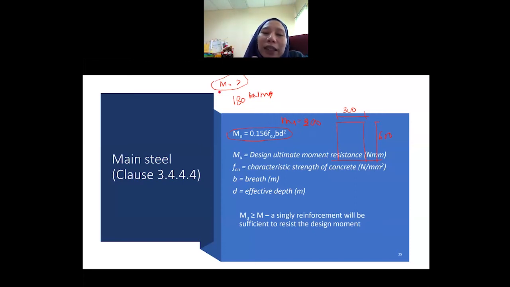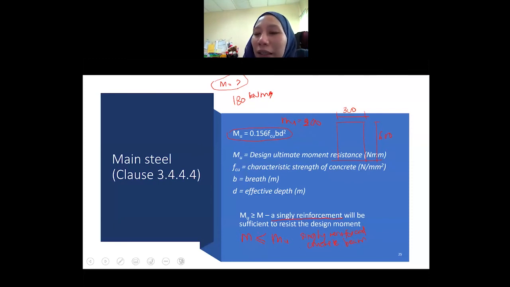Okay, so that's why kita kena check M ni. MU mesti lagi besar dari M. Ataupun M, I tulis terbalik, M mesti smaller than MU. We must make sure this. So kalau you dapat MU bigger or equal to M, or M is less or equal to MU, it means that you can design the beam as singly reinforced concrete beam. Bila M less than MU means you design it as singly reinforced concrete beam.